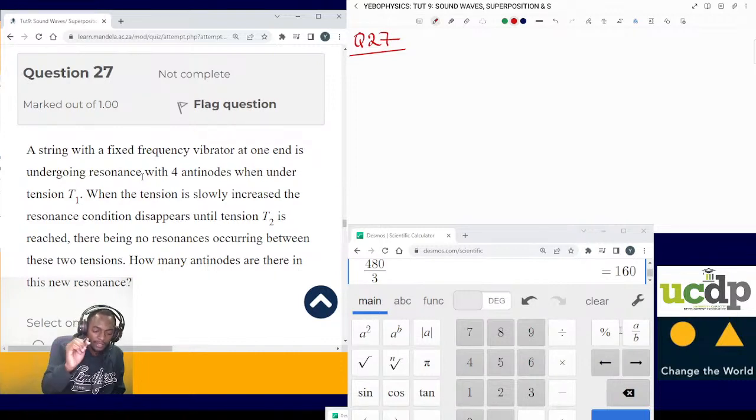All right, so let's put a sketch of the first scenario. 4 antinodes. So this is the first antinode. They should be equal.